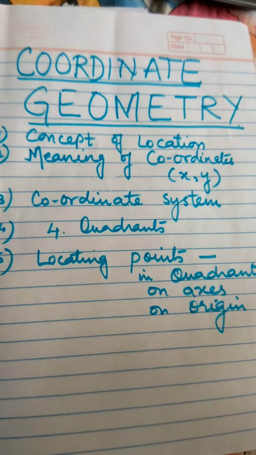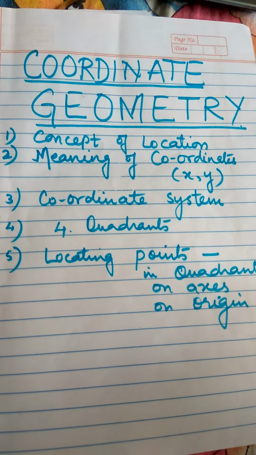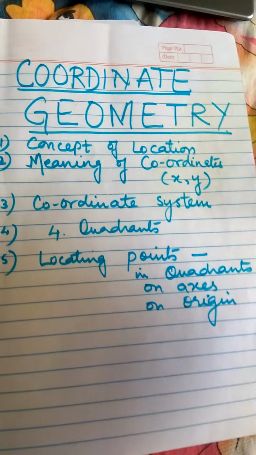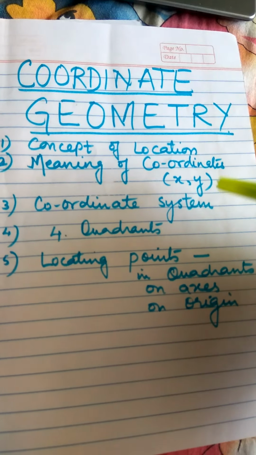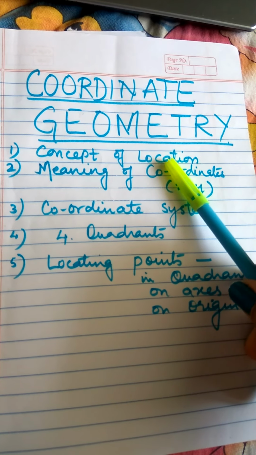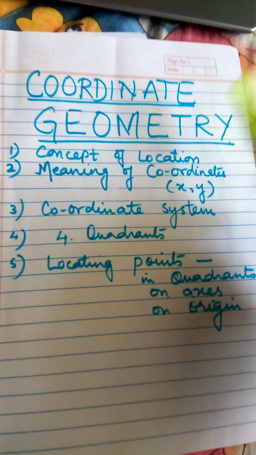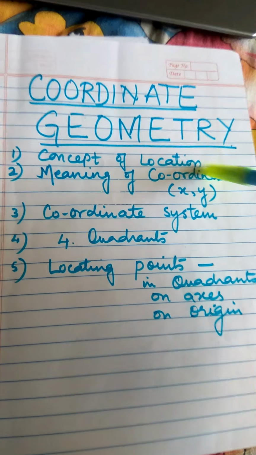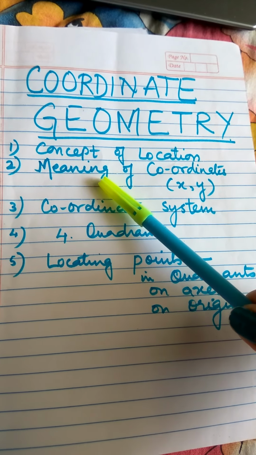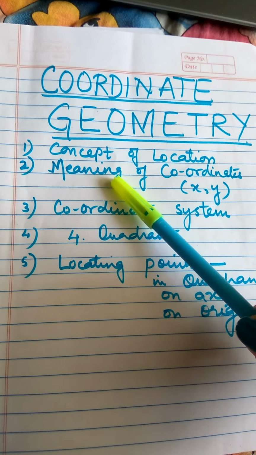Now before we begin to learn about the coordinate system, we'll just go through the main points that we have to study. Now in this chapter, first we should understand the concept of location, because that is the base or the root from where the complete coordinate geometry has arisen. After that we will come to some basic terms we have to deal with in this chapter.